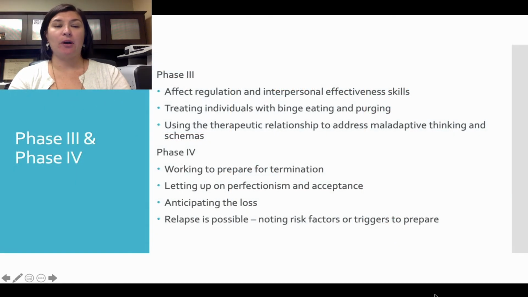In phase 3 and 4, for phase 3, we are looking for affect regulation and interpersonal effectiveness skills. This includes treating individuals with binge eating and purging, using the therapeutic relationship to address any kind of maladaptive thinking or schemas that increase the chance of eating disorder versus decrease. In phase 4, we're working to prepare for termination, letting up on their perfectionism and starting to accept their body as is, anticipating the loss and that relapse is possible, noting risk factors or triggers in order to prepare and prevent relapse.